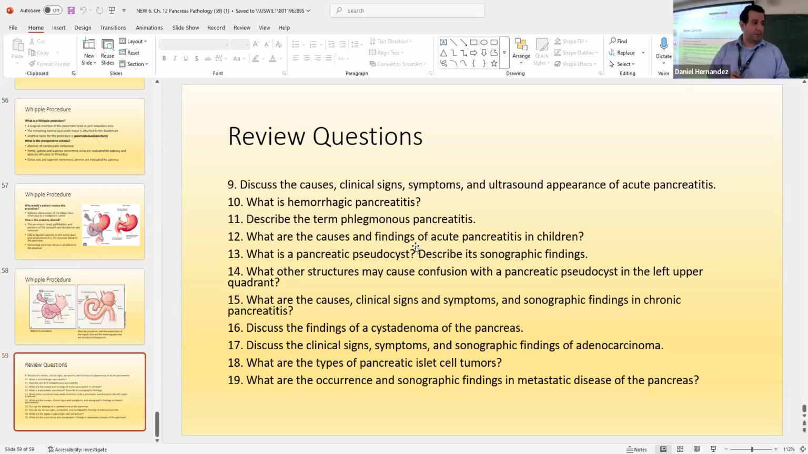What are the types of pancreatic islet cell tumors? So we had insuloma and then gastroma were the two main ones. The insuloma affects the beta cells, the ones that produce the insulin.